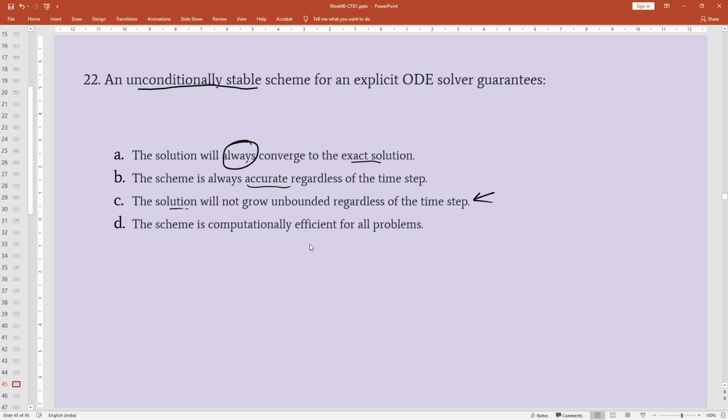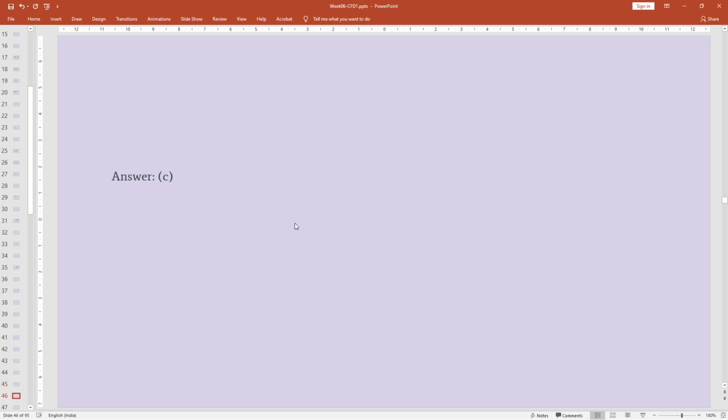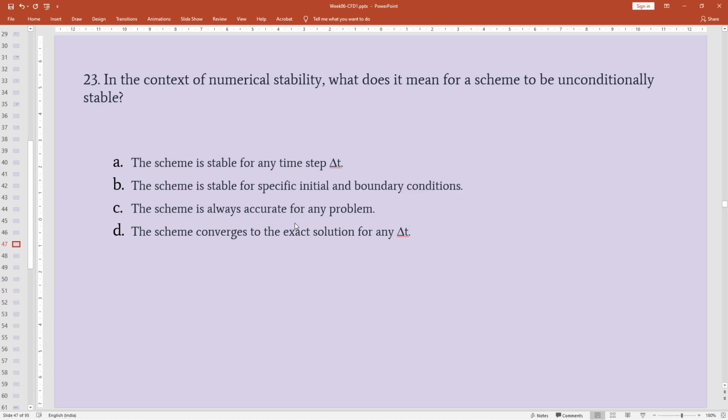Option D, even if the scheme is unconditionally stable, it is not necessary that it should be computationally efficient. Computational efficiency does not rely only on stability, it is a function of a lot of other factors like grid size, time step, and others. Going to our next question.